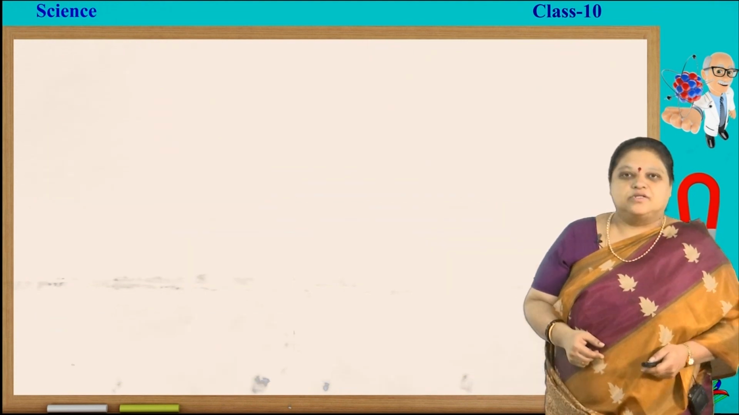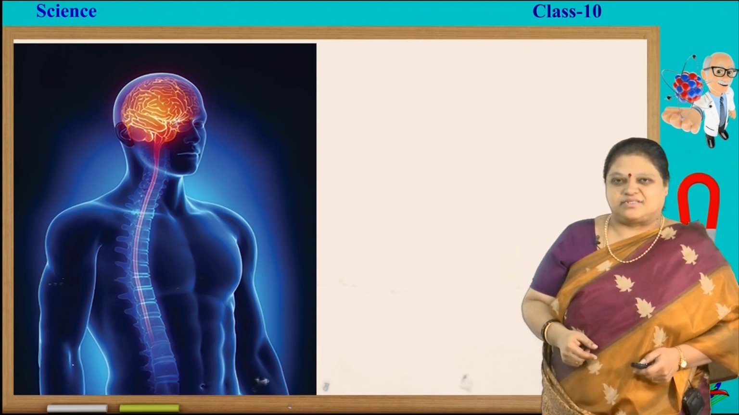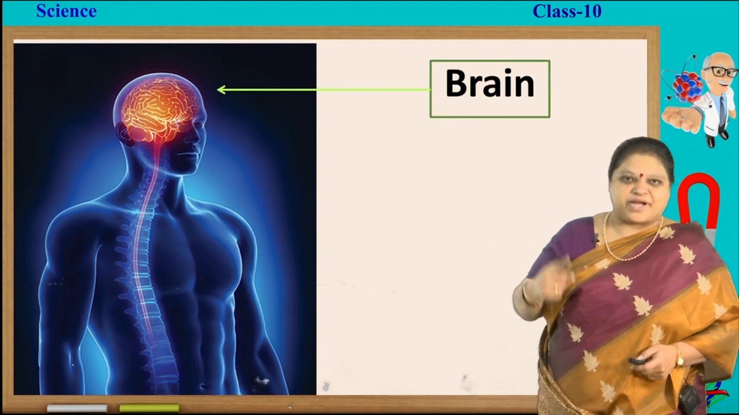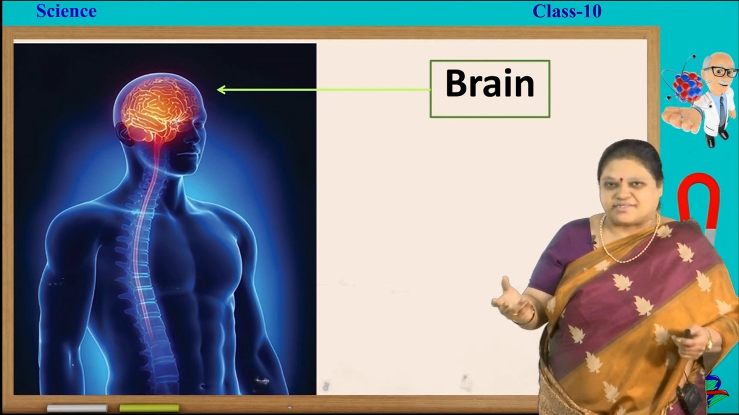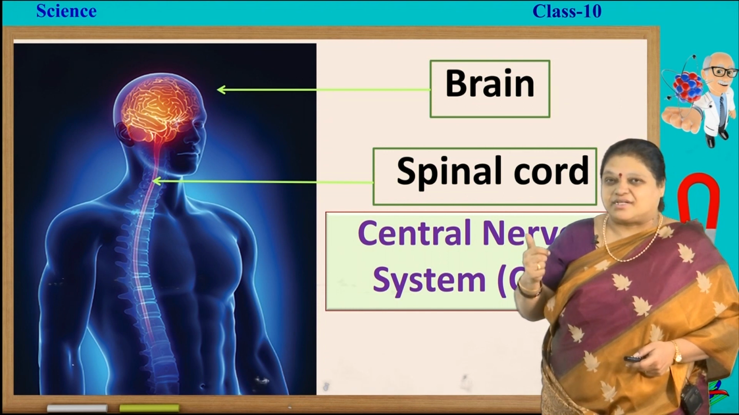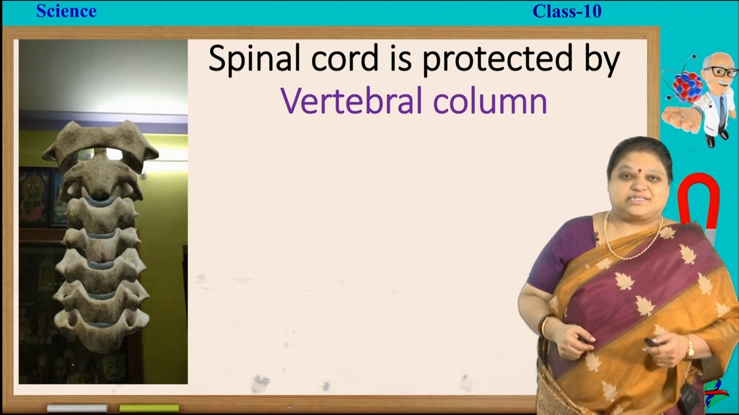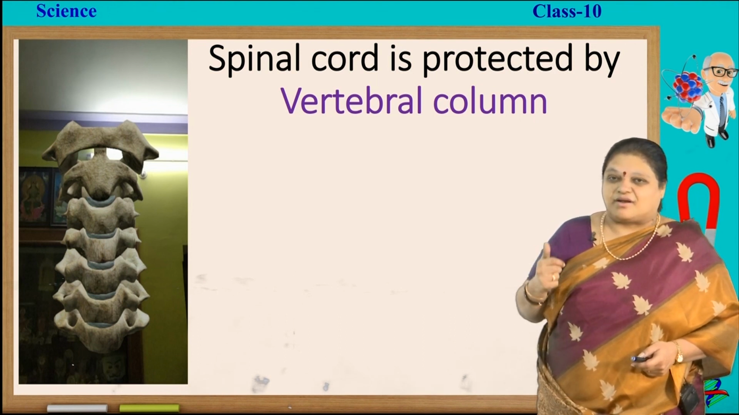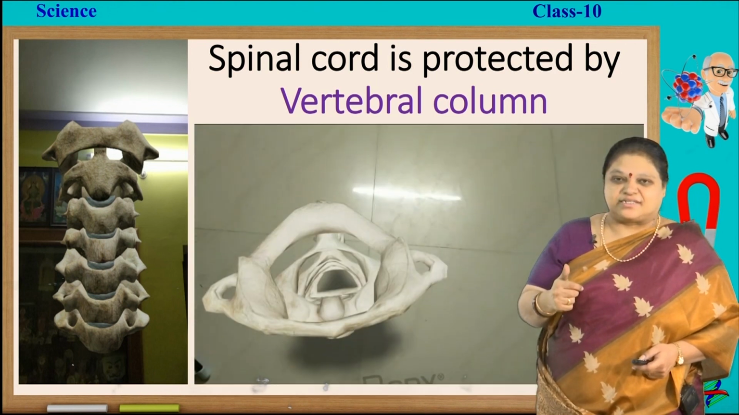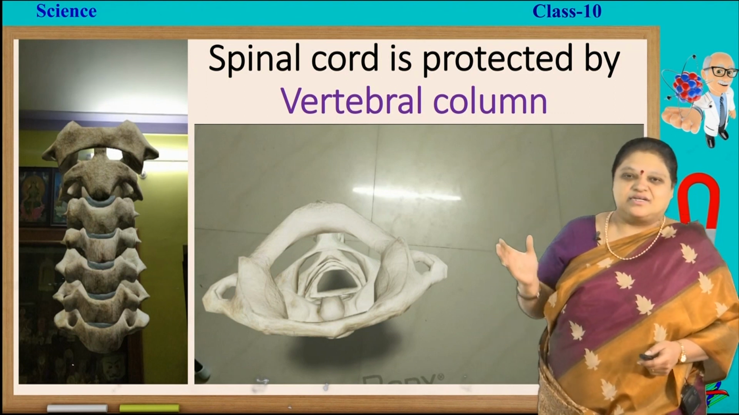Shall we start then? Today we will study about the central nervous system. We already studied about the brain and its functions, different parts, etc. Today we will be studying about the final part, that is the spinal cord. So, what is this spinal cord? Let us see. The spinal cord, first of all, is protected by a columnar skeletal structure, you call it the vertebral column.